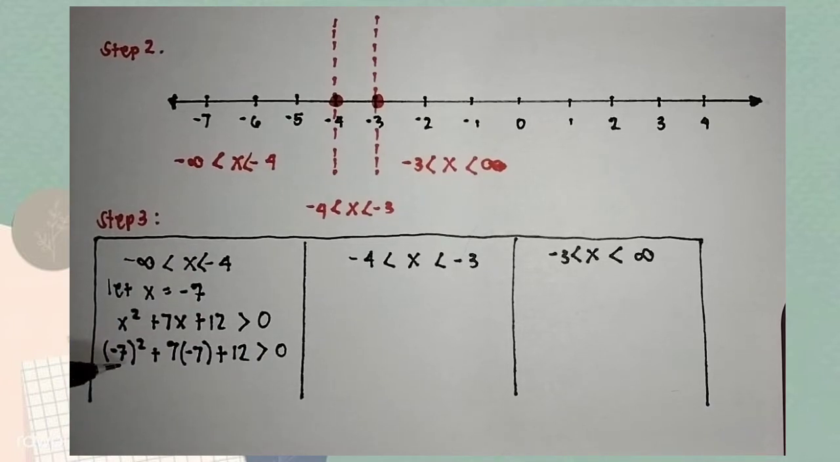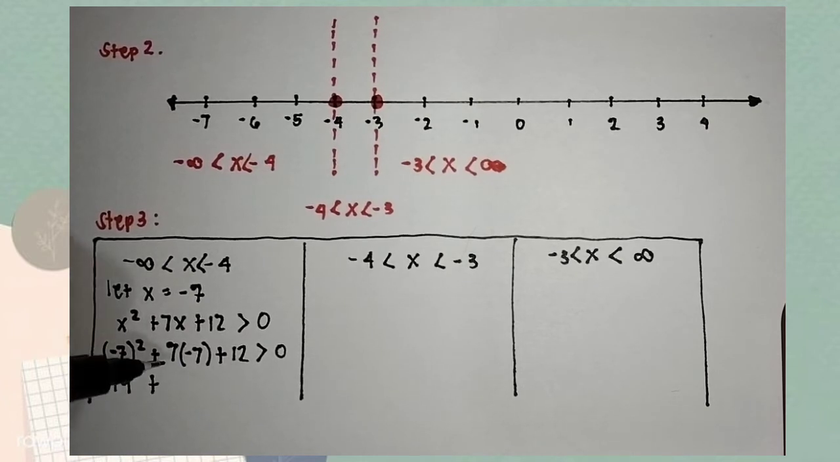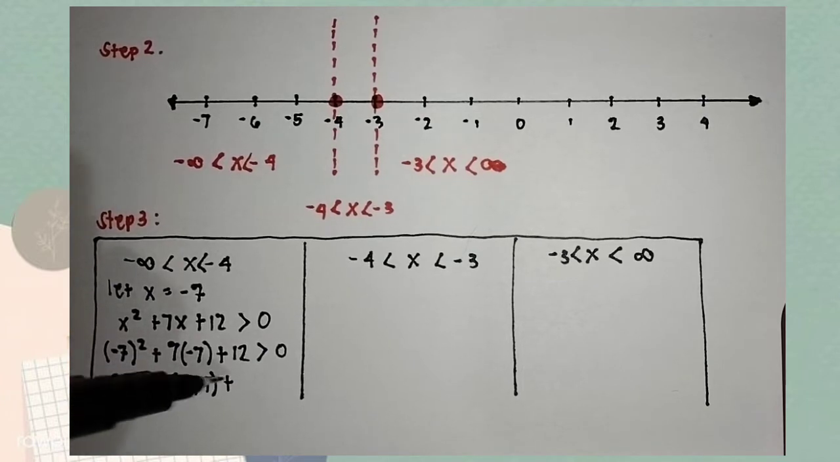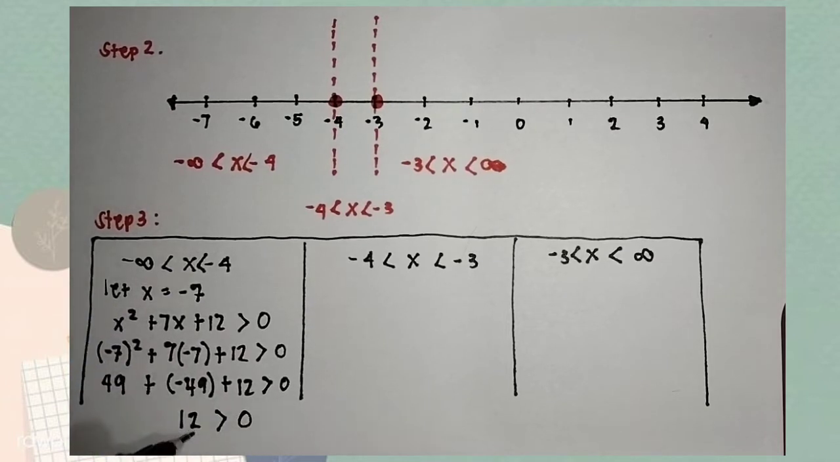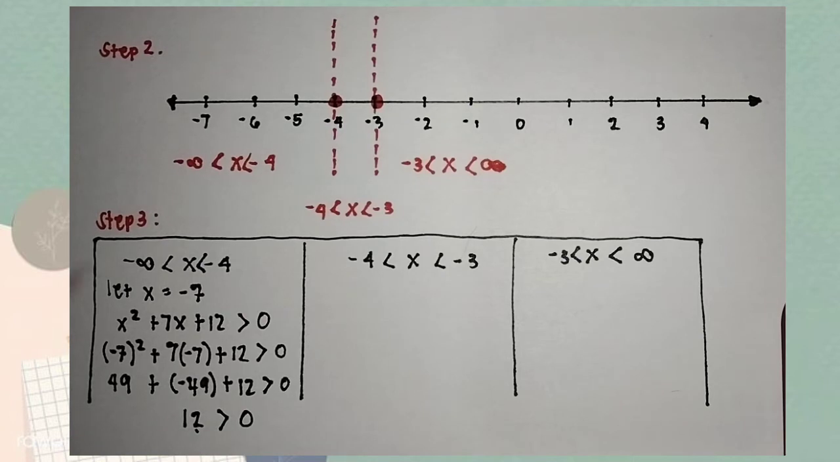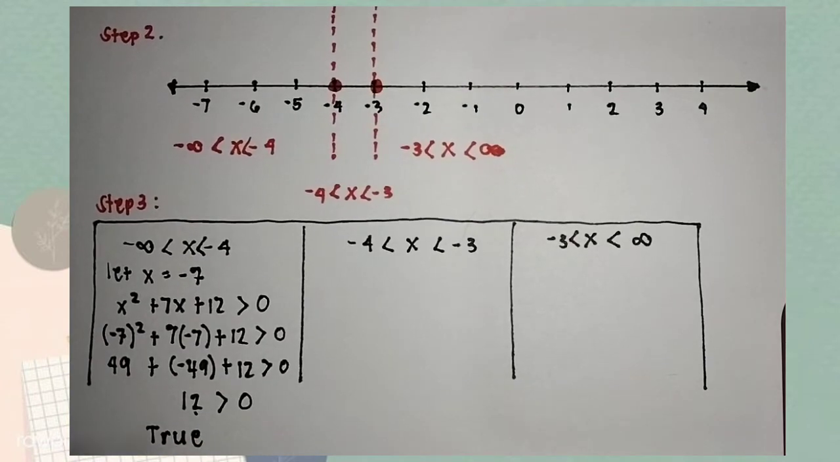So, -7 squared equals 49, plus 7 times -7 equals -49, plus 12 is greater than 0. Then, 49 plus -49 equals 0. Then, matitira na lang si 12. Okay, so yung 12 ba ay greater than 0? Yes. So, meaning, it is true. Nasasatisfy ng -7 yung ating quadratic inequality.